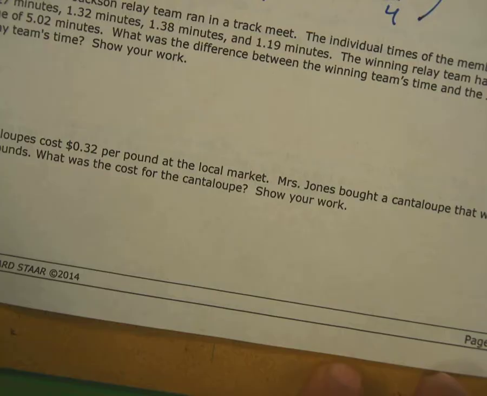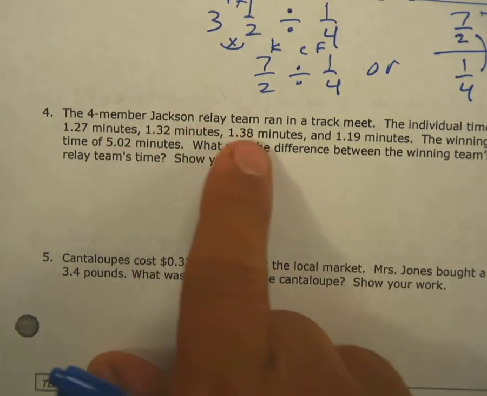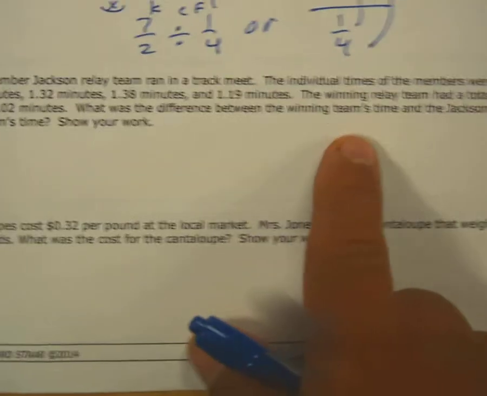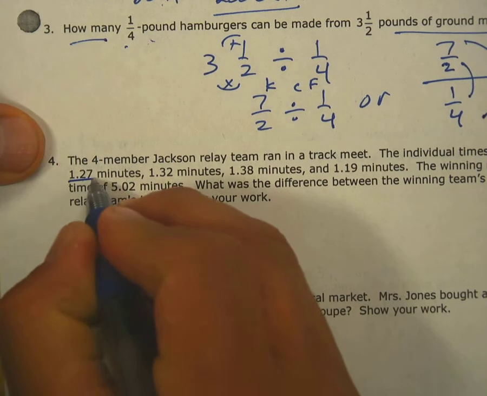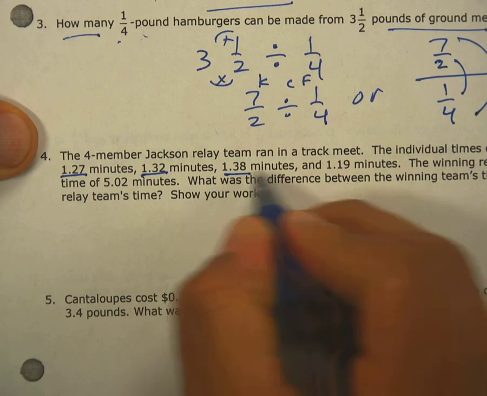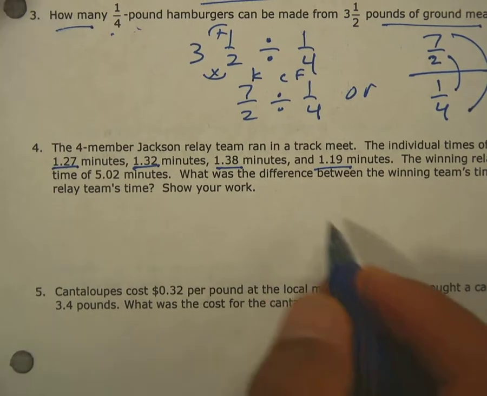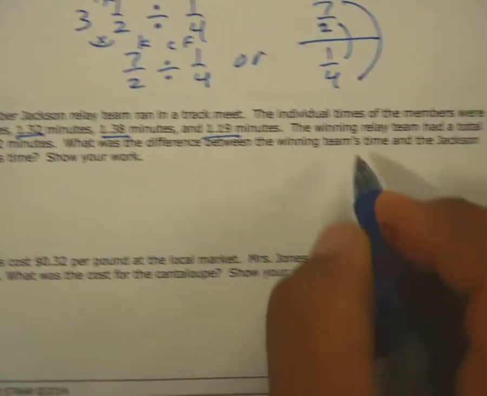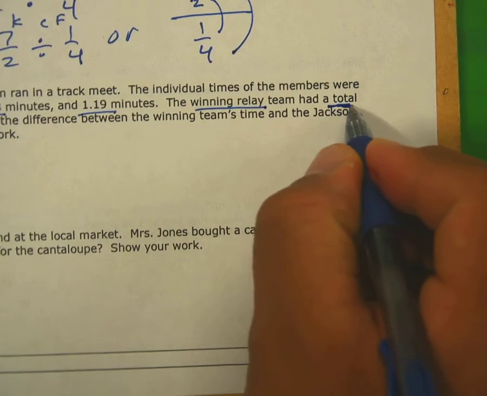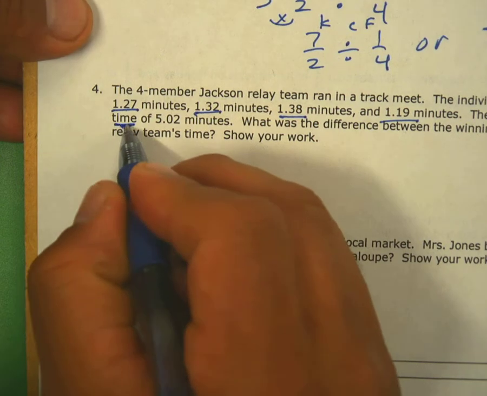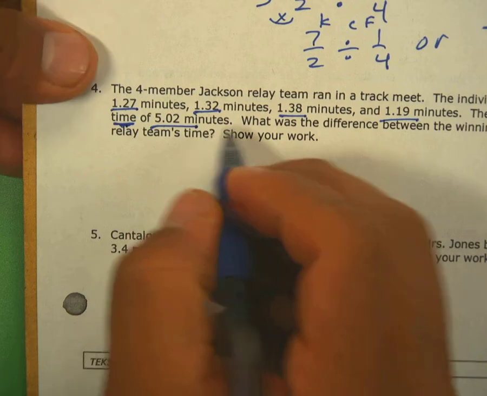All right, number 4, a four-member Jackson relay team ran in a track meet. The individual times of the members were 1.27, 1.32, 1.38, and 1.19 minutes. So there's a four-member group, and those are their times for each one. The winning team had a total time of 5 and 2 minutes, sorry.